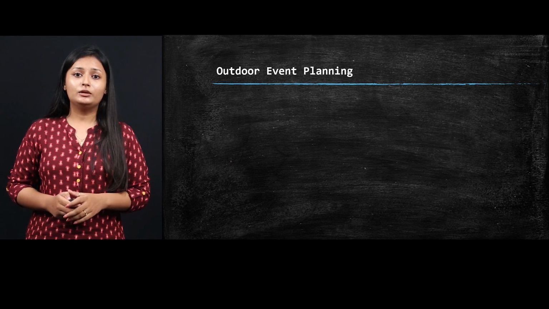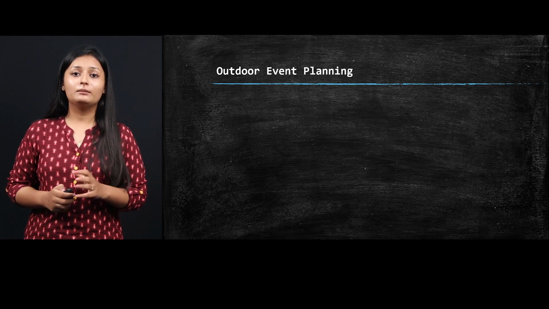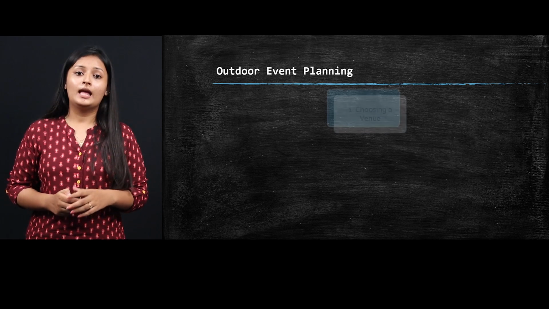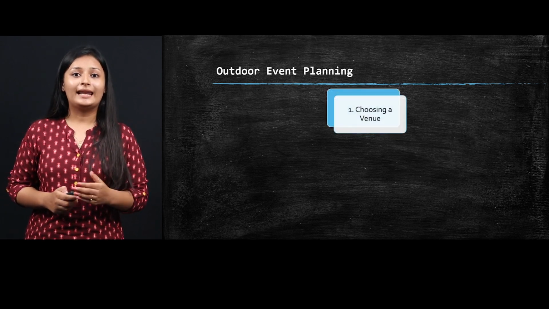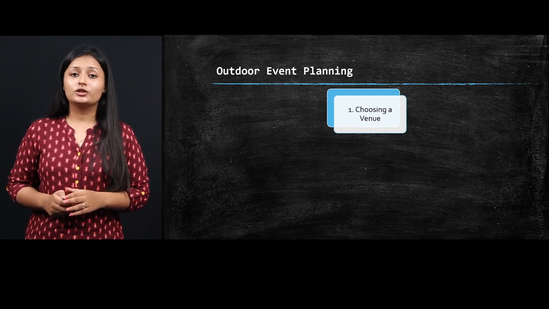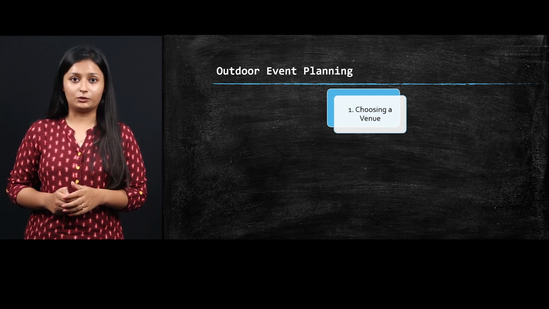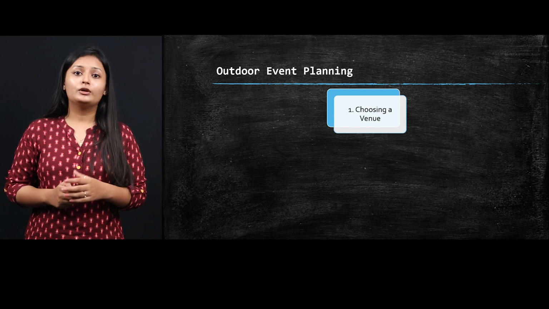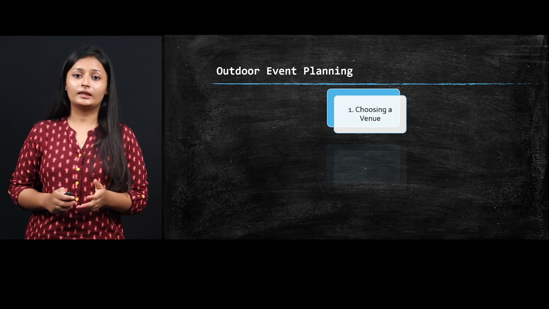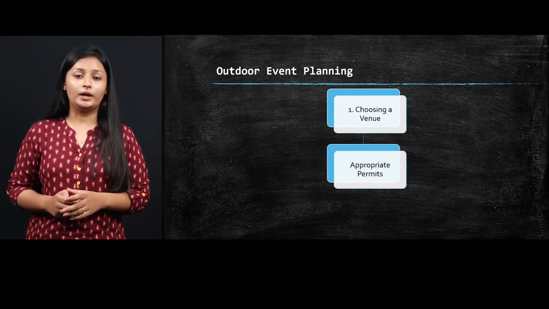Compared to indoor event planning, outdoor event planning is a bit flexible, but still it is very important and you need to be creative in organizing any outdoor event. The steps to consider while planning an outdoor event include: the first one is choosing a venue. It is very important to choose a venue wherein you can also have an indoor space. For example, if you have bad weather, you can shift your event from outdoor to indoor. After selecting a venue, you will approach the venue owners for appropriate permits.